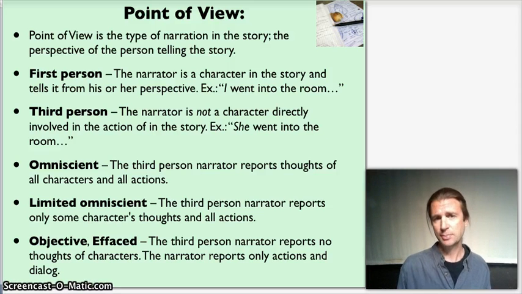And the last type here is what we call objective or effaced narration, and those two words mean the same thing in this case. That's narration in which you don't have any thoughts or emotions, anything internal from any characters. You just have actions and dialogue. And that's a little more typical with some more modern writing, late 20th century writers on, where you have very sparse storytelling. Writers like Raymond Carver and Ernest Hemingway often have long passages without any indication of what anybody's really thinking. So that's point of view.